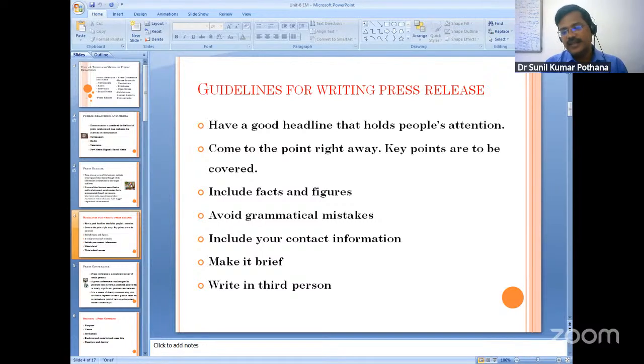Even in the newspapers, we don't use I or my opinion, except in opinion stories, column stories or editorial stories. In general news, we don't use I. My opinion is not required. Only authentic attribution sources are required for the reader.